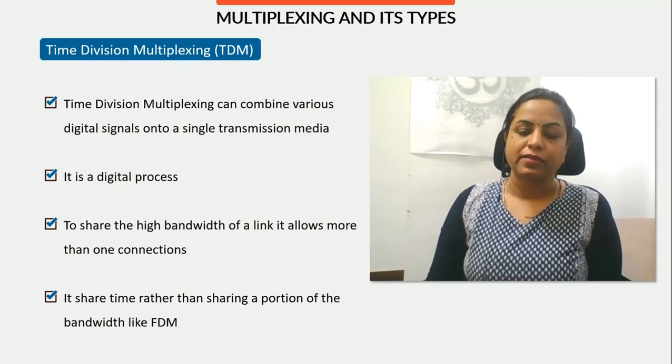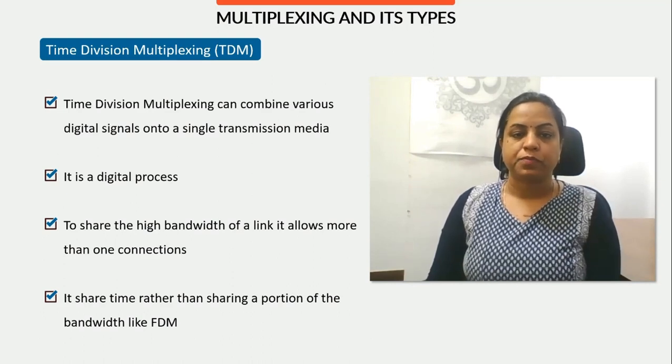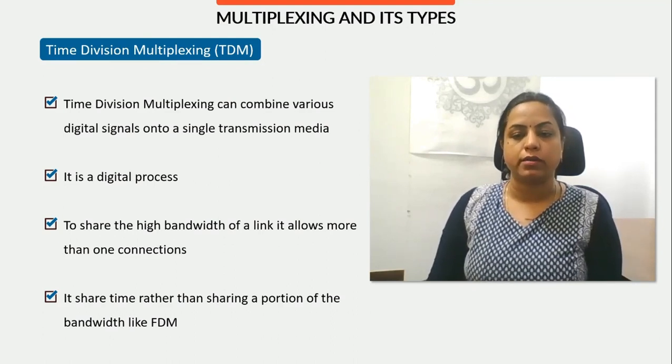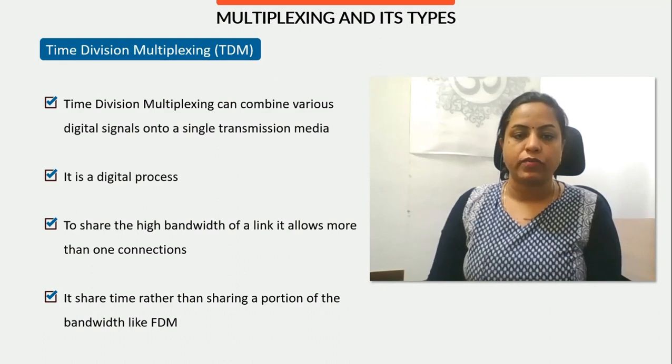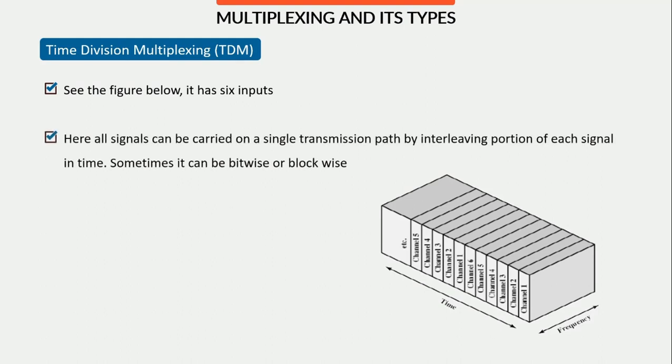In FDM, we are sharing a portion of the channel or the bandwidth, but here we are dividing the time so that one signal can be transmitted separately from another signal, and they are not transmitted simultaneously, but time to time. We can see in the figure below, there are 6 inputs. Here all the signals can be carried on a single transmission path by interleaving portions of each signal in time.